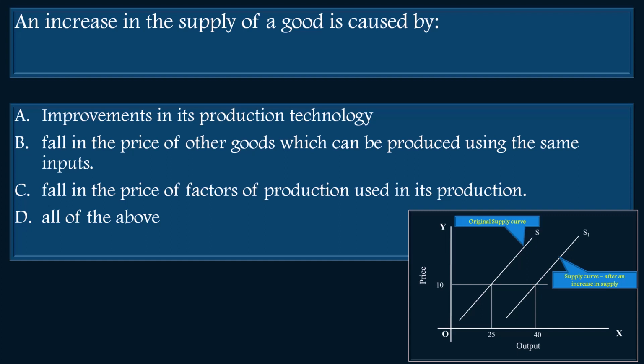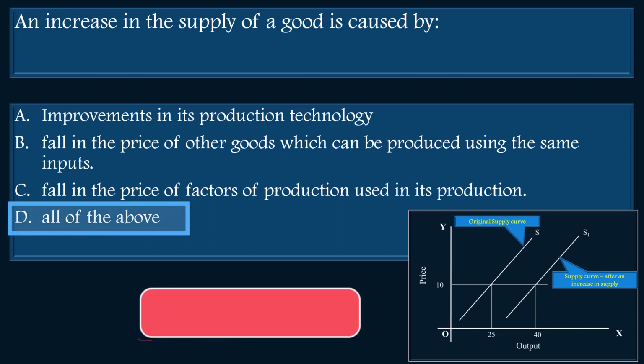At the existing price, after an improvement in the production technology, or a fall in the price of other goods, or a fall in the price of factors, a producer can supply more. So, the supply curve is shifted to right, signifying an increase in supply. Option D should be your answer.